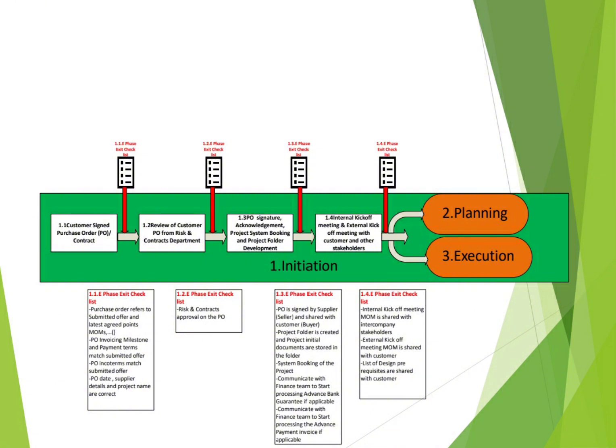So as we mentioned, 1.2 is the review of the customer PO by your risks and contracts department. So you need their approval or comments, if any, so as to share it with your sales, and sales will share it with your customer. So the phase exit of this, sure, is the risk and contracts approval on the PO.